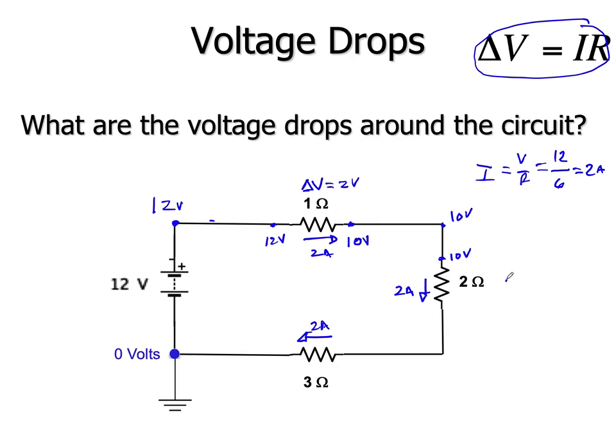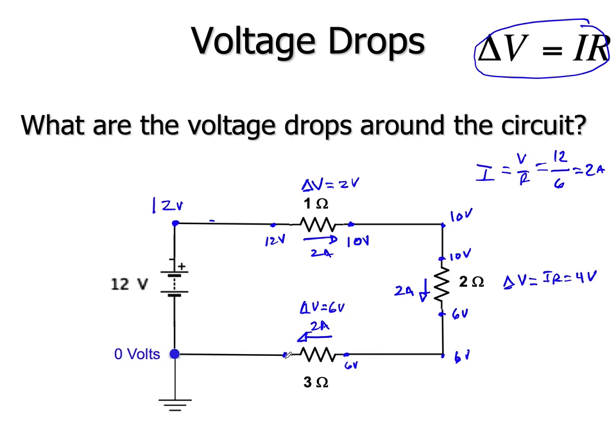What's the voltage drop through this resistor? Most of you can see it real quick. It's going to be 4 volts. Which means right after I go through this, I'm going to lose 4 volts, which means I'm going to be down to 6 volts. Still at 6 volts here, there's no resistance. We assume wires have no resistance, so there'll be no voltage drop. 6 volts right before this one. Voltage drop across this one, most of you can see it already, is going to be 3 times 2, or 6 volts.